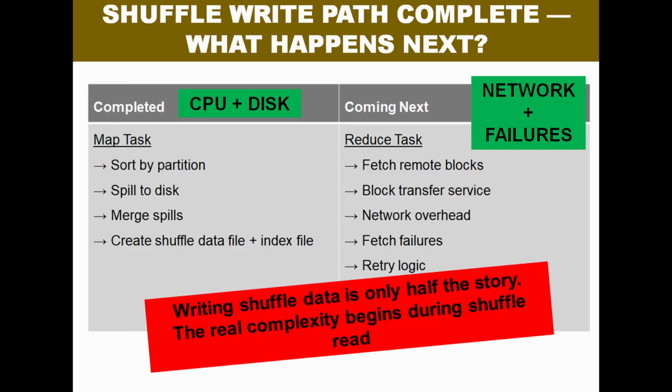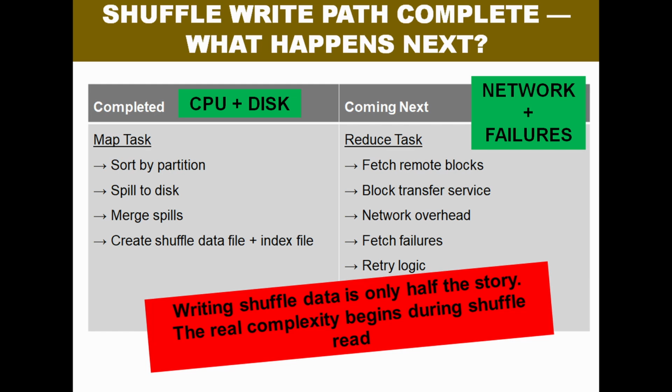So far, we have focused on the shuffle write path: sorting, spilling, merging, and creating shuffle files. But writing is only half the story. Now imagine this. If you have 200 map tasks and 100 reduce tasks, each reducer may need to fetch data from all 200 map outputs. That means hundreds of remote fetches across the network and across machines. This is where many real production failures happen. Fetch failures, timeouts, executor losses, external shuffle service issues, block transfer problems, network overload.